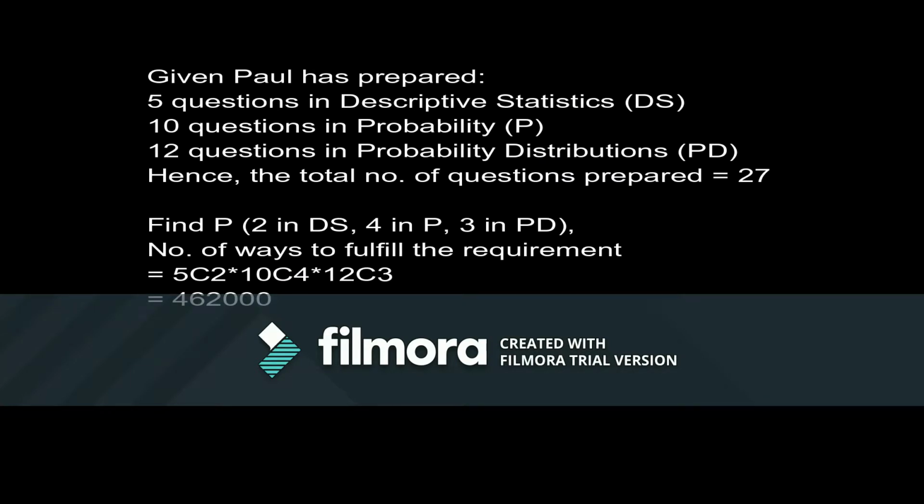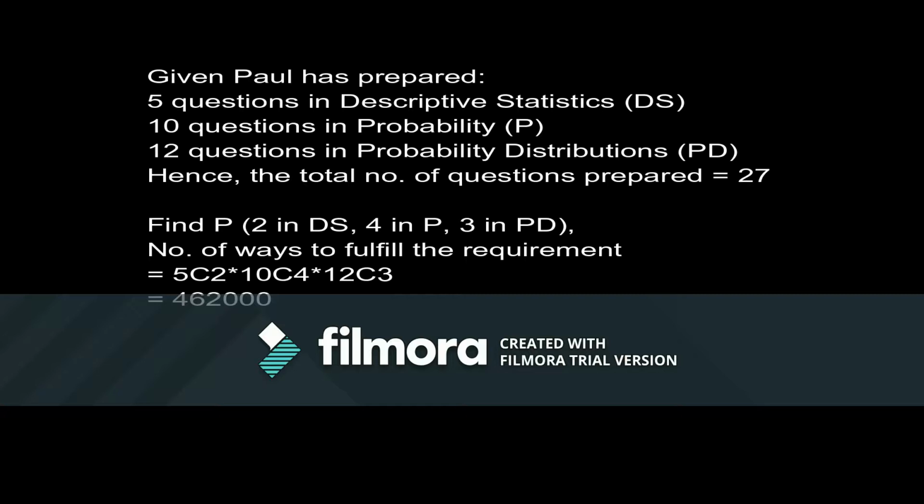From the given information, we know that the total number of questions prepared is 27. If we want to find the probability, first, we need to find the number of ways to fulfill the requirement. That is 5C2 times 10C4 times 12C3. 5C2 means choosing 2 questions from the 5 prepared questions in descriptive statistics, and the remaining is the same. Since they are independent events, we apply the multiplication rule.